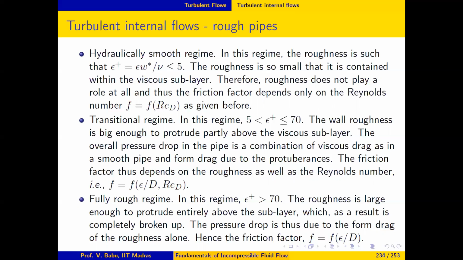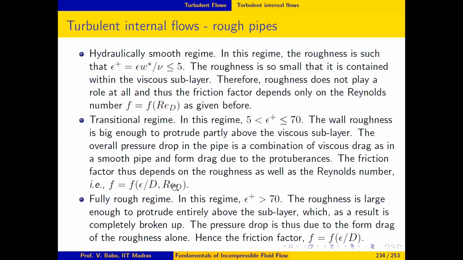It does not protrude entirely, but it partly protrudes over the sublayer. So in this case, the pressure drop in the pipe, which until now was only due to viscous drag, is also due to form drag due to the protrusion of this roughness above the sublayer. So now the total pressure drop is due to the sum of viscous drag in the pipe plus form drag due to the protruding roughness above the sublayer. Okay, so it is due to both, and the friction factor in this case just depends on both the effects.